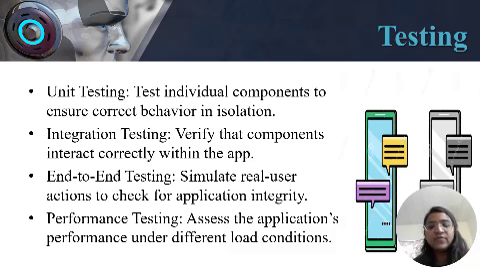Coming to testing, we mainly use four types of testing: unit testing, integration testing, end-to-end testing, and performance testing. For unit testing, we test individual components to ensure correct behavior in isolation. For integration testing, we verify the components interact correctly within the app. For end-to-end testing, we simulate real user actions to check application integrity. For performance testing, we assess the application performance under different loads.